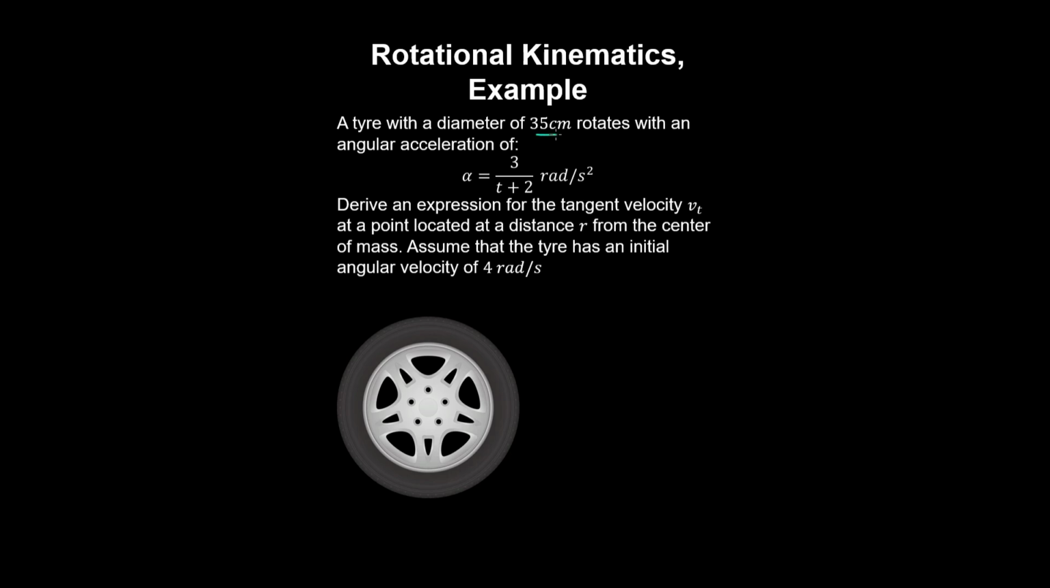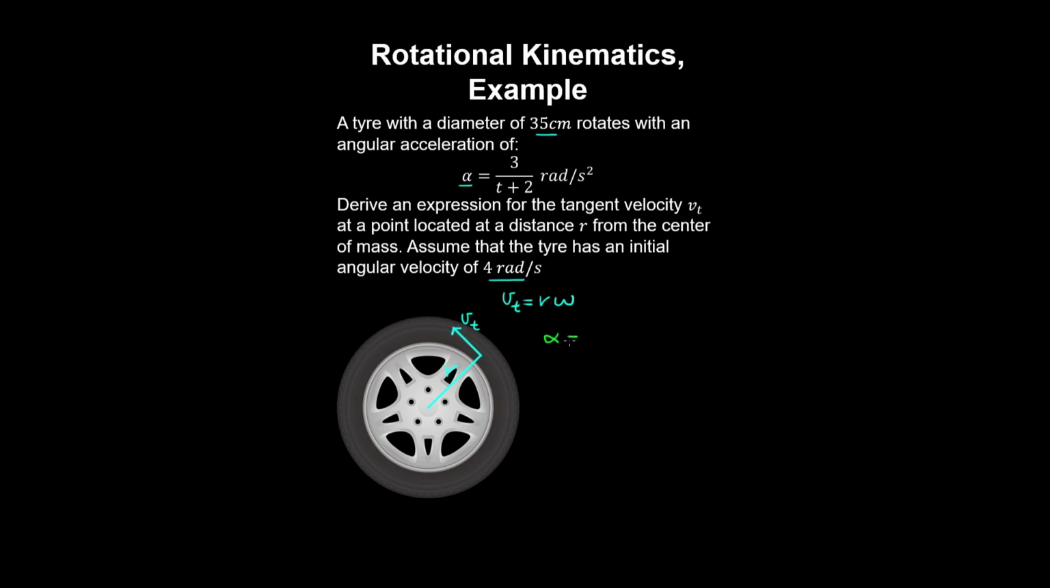A tyre has a diameter of 35 centimeters and rotates with an angular acceleration that depends on time. Now derive an expression for the tangent velocity at a point located at some distance r from the center of mass. So we know that Vt is r omega, and we're given an initial angular velocity of 4 radians per second.